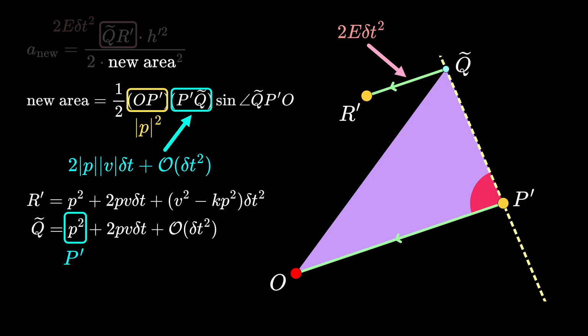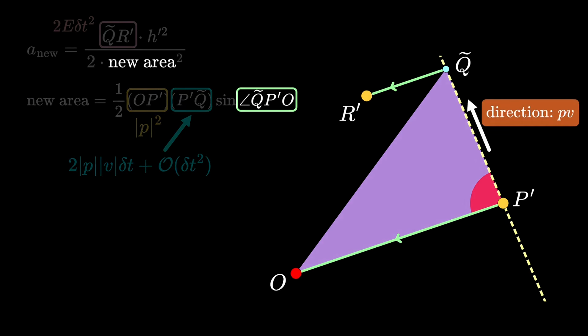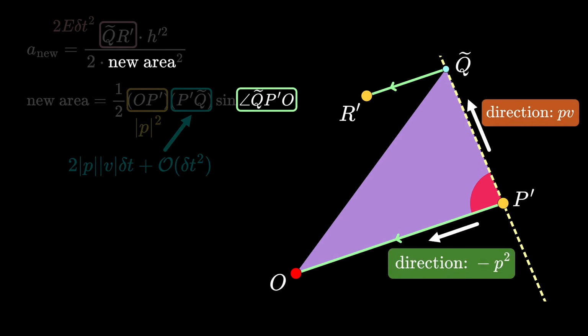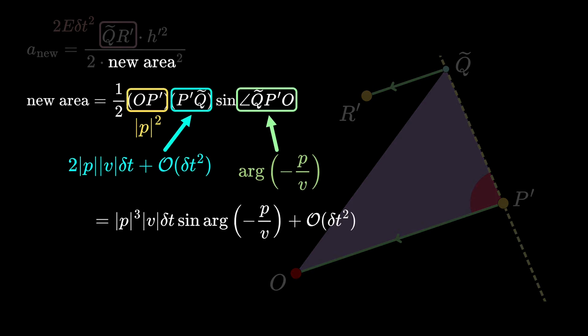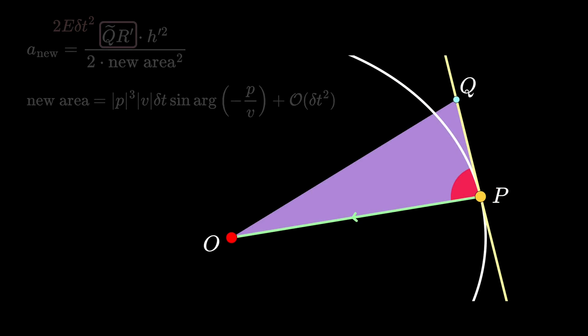To compute the included angle, we use the technique seen a couple times by now. The tangent direction is PV, and the direction from P prime to O is negative P squared. So the included angle is the argument of the quotient negative P over V. Combining all these together, we get the new area. However, this expression is still a bit clunky. To simplify this, we can use the original setup and compute the original area in the same way.